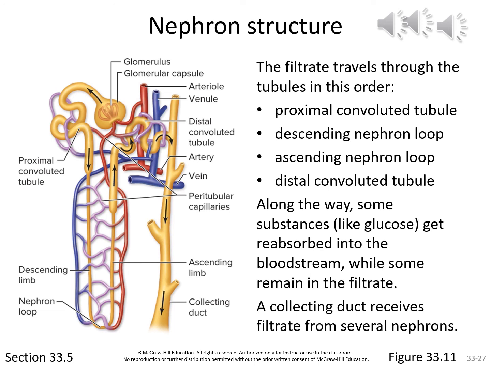So you saw the route through the tubules, and basically a collecting duct is going to receive filtrate from several different nephrons. If your body needs to reclaim a lot of water, then collecting ducts are where it's going to happen, and we'll go through the mechanism of that in the next video.